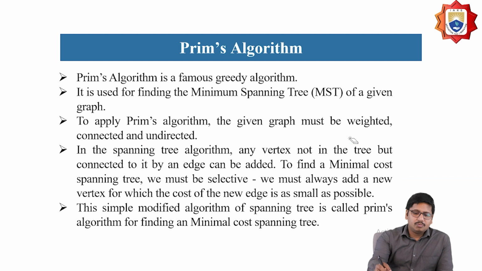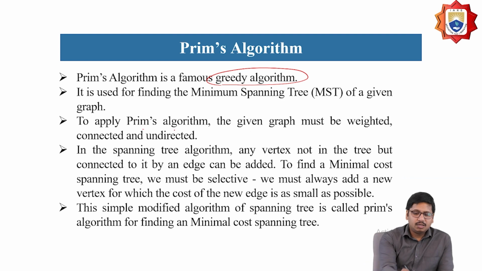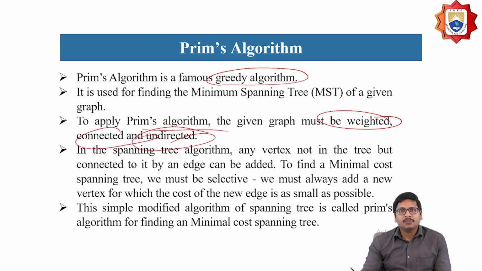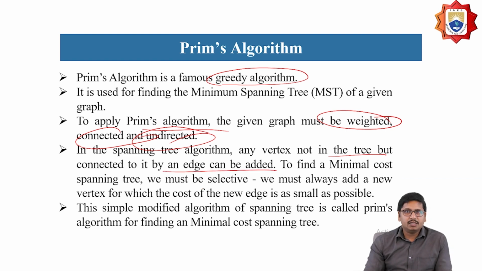So Prim's algorithm also follows the greedy approach, and mainly it is used for finding the spanning tree. In order to apply Prim's algorithm, the graph must be weighted, connected, and undirected only. In this kind of algorithm, any vertex not in the tree but connected by an edge can be added. To find the minimum cost spanning tree, we must always add a new vertex for which the cost of the new edge is as small as possible.